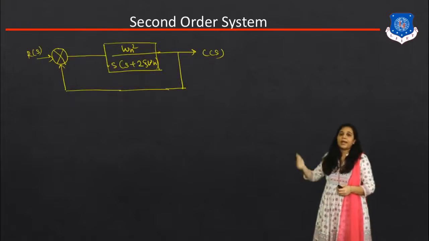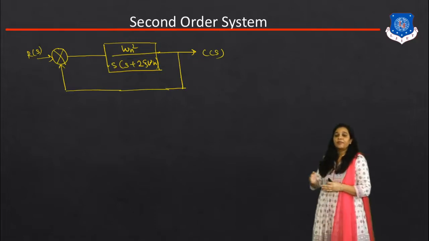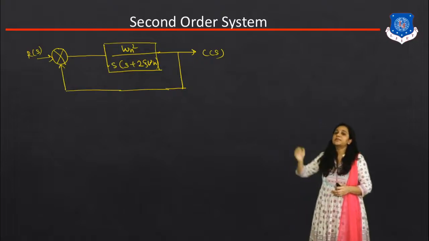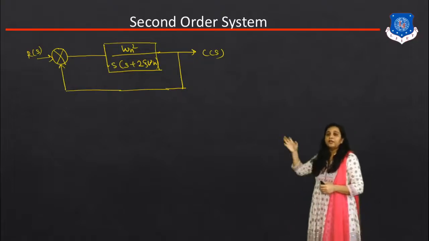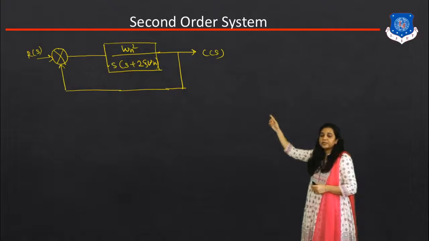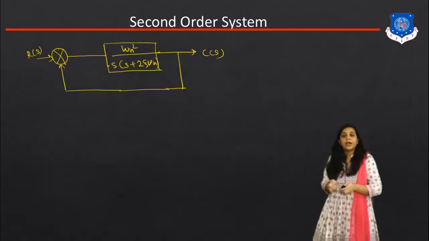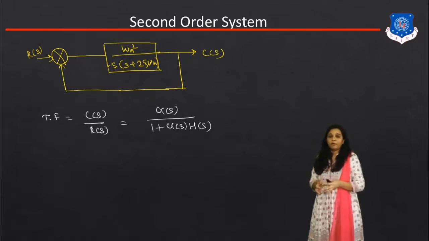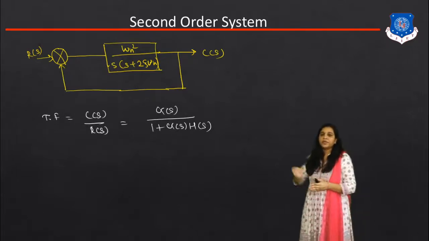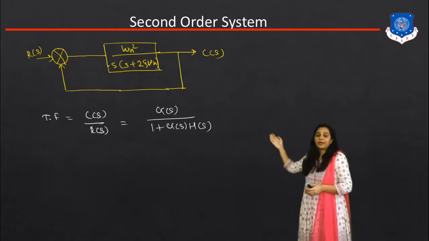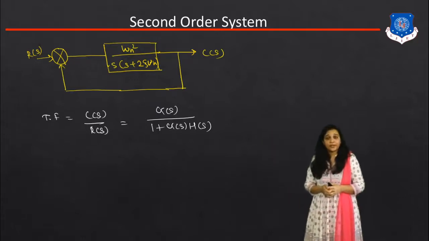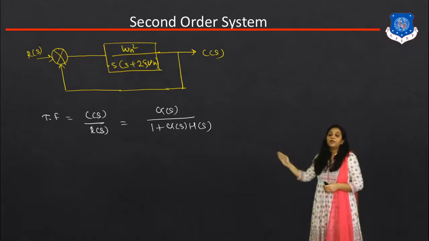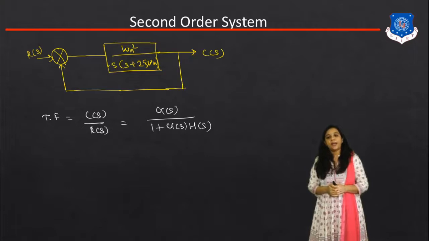This is the block diagram of the second order system, where R(s) is my input or the reference signal and C(s) is my output signal. We apply the second order system with this feedback path, and the value of the feedback will be 1. If we want to write down the transfer function for this closed loop system, the transfer function is C(s)/R(s), which is equal to G(s)/(1 + G(s)H(s)).